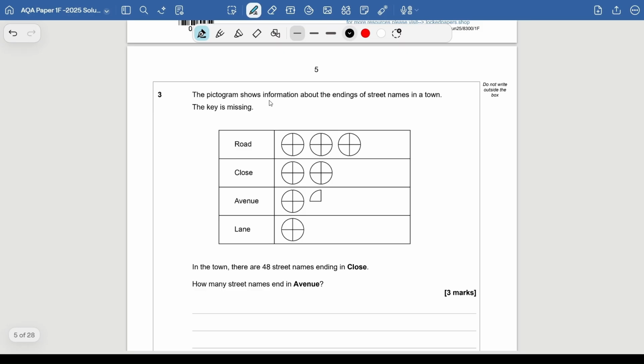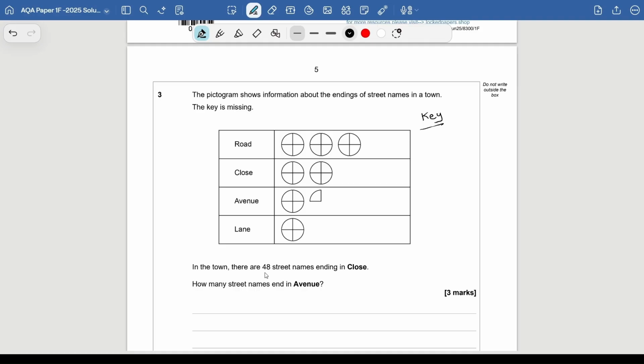The pictogram shows information about the endings of street names in a town. The key is missing. So in the town, there are 48 street names ending in close. How many street names end in avenue? So this information is given, but we don't have the key here. So let's figure out the key first.